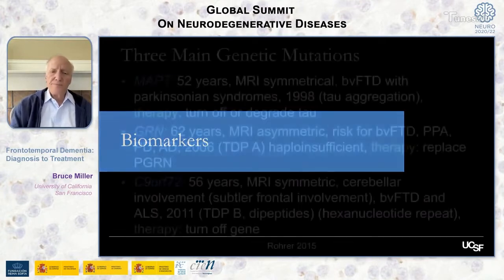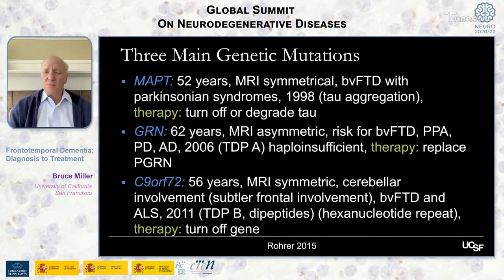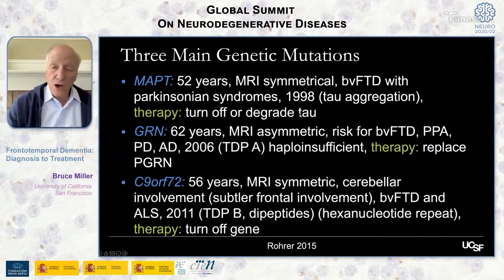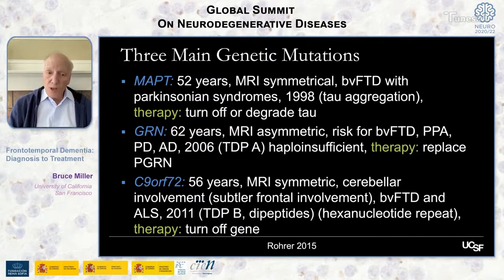Biomarkers, where are we going? Well, I think at least 10, possibly 15% of patients with FTD will have one of these 3 major genetic mutations. MAPT or tau mutations, discovered in 1998, associated with abnormal aggregation of the tau protein. How do we prevent this form of frontotemporal dementia? We figure out a way of turning off or degrading tau. I think once we develop this approach with effective ways of doing this and crossing the blood-brain barrier, we will have a prevention for tau mutations.